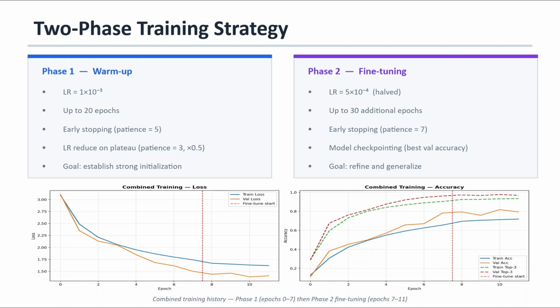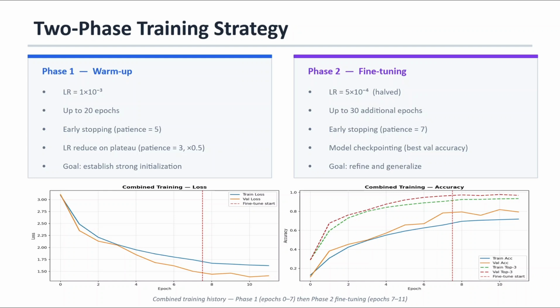Training ran in two phases. Phase 1 used a learning rate of 0.001 for up to 20 epochs. Early stopping kicked in if the validation loss didn't improve for 5 consecutive epochs, and the learning rate automatically halved when progress stalled. This phase builds strong initial weights quickly. Phase 2 loaded the best checkpoint from phase 1 and continued with a lower learning rate, 0.0005, with patience extended to 7 for finer, slower refinement.